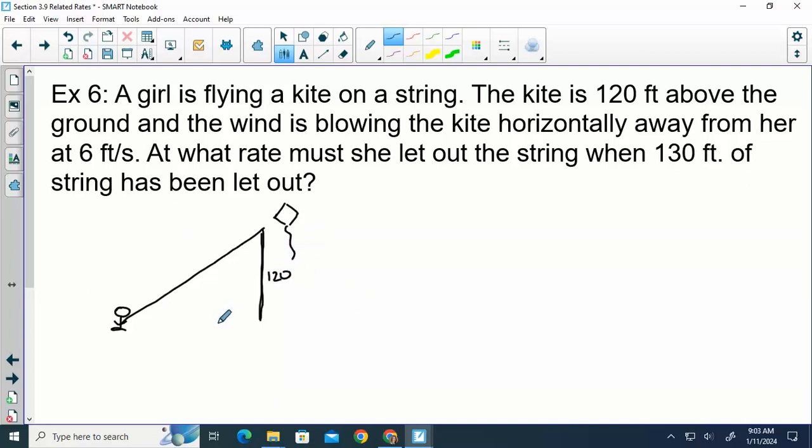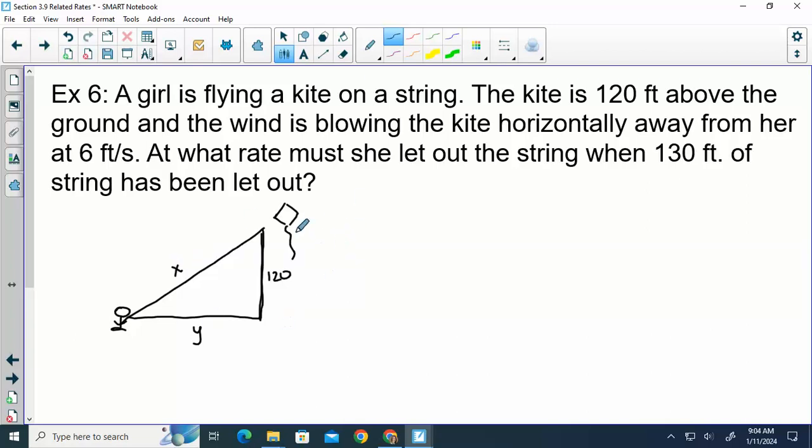Anything that's changing should be variables. If the kite is being blown away from her, is this distance the same or changing? Changing. So that should be a variable. Whatever you want to call it. At what rate must she let out the string when 130 feet of string has been let out? We know it's being blown away horizontally. So is this side the same or changing? Changing. So that needs to be a variable. Do I need to flip my x and y to match what you did, or do you care?